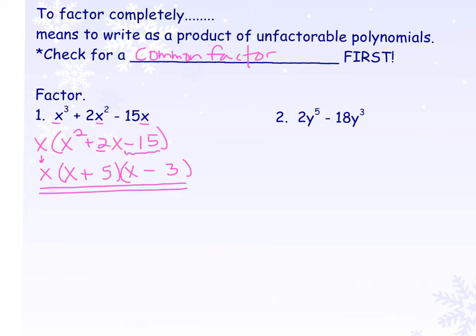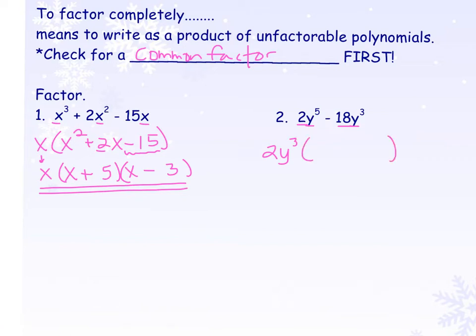Let's take a look at the example on the right. 2y to the fifth minus 18y to the third. Notice we have a coefficient of 2 and 18. 2 would come out of both of those. We have y to the fifth and y to the third power. The biggest amount of y variables we could take out of both terms would be y to the third power. And now let's see what's left over.